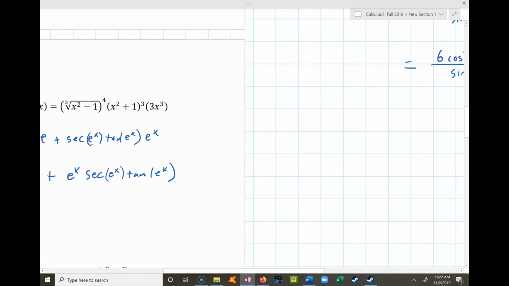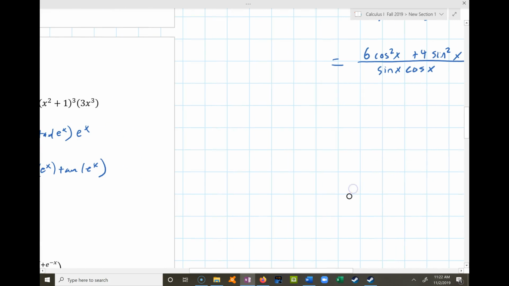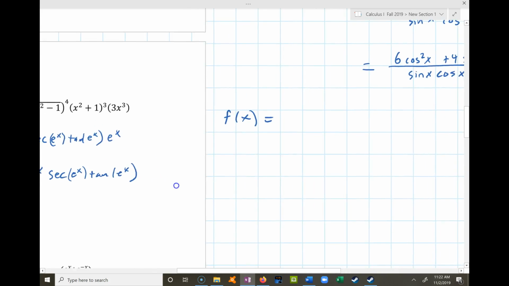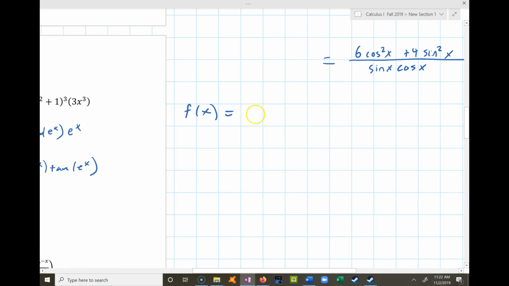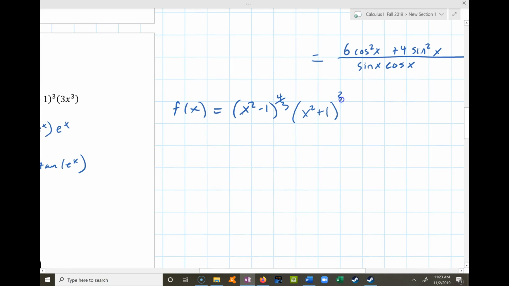We got 3 parts here, 3 multiplications, and they all have powers, so I'm probably going to start by rewriting. So f of x equals x squared minus 1 to the 4/3 power times x squared plus 1 to the 3rd power and 3x cubed.